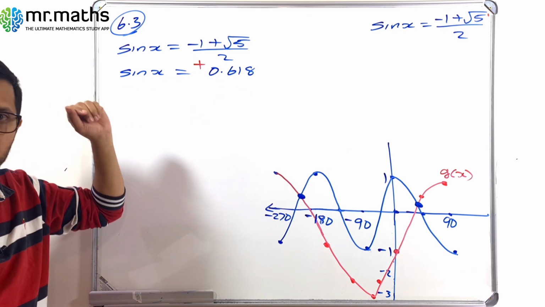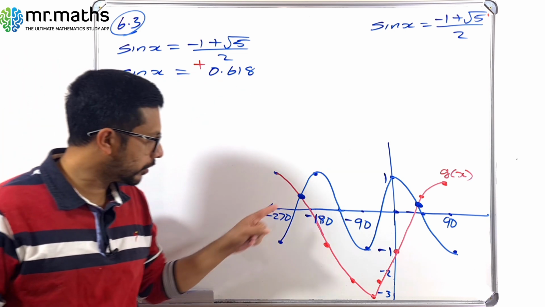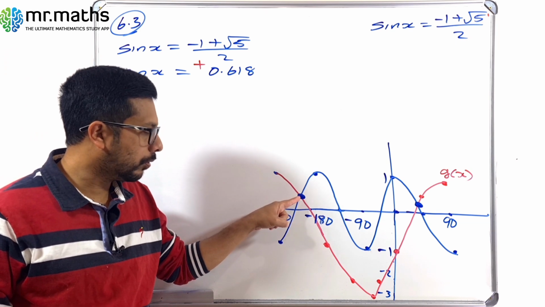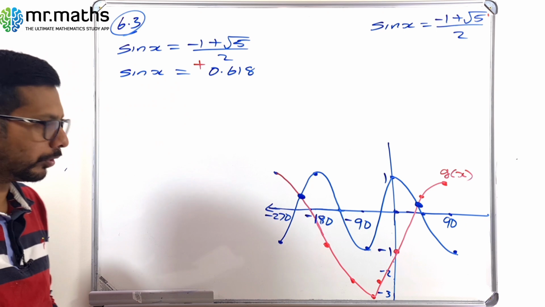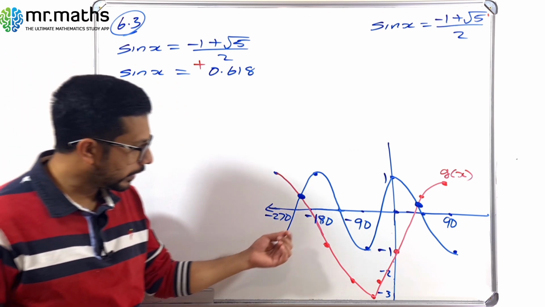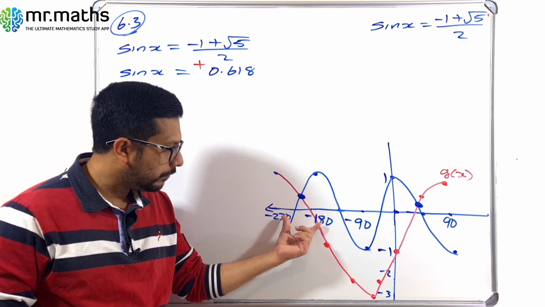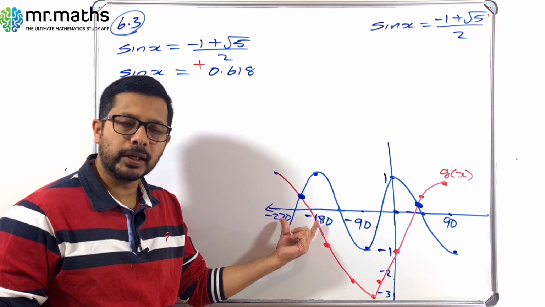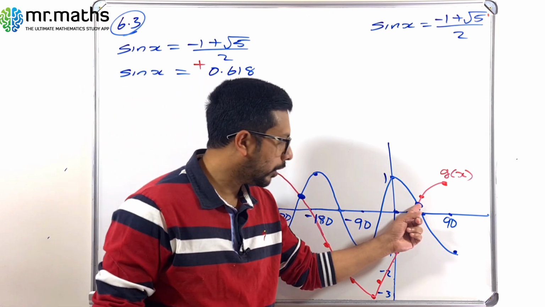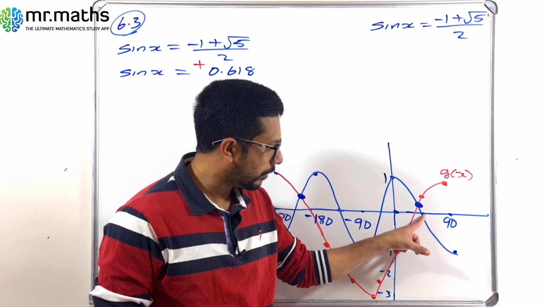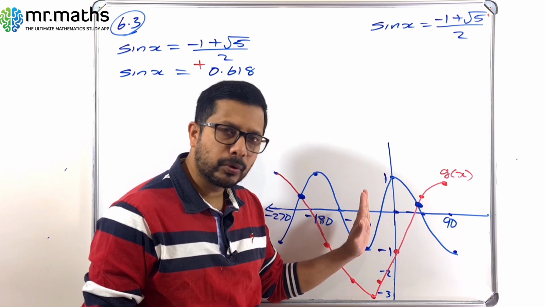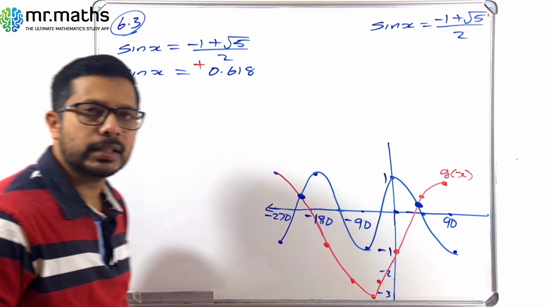Don't forget our question. What is the question? You have to find the coordinates of the point of intersection. So here you can see that this point lies between minus 180 and minus 270, and this point lies between 0 and 90. Maybe this is 45, so somewhere just before 45. Anyway, let's see what is the point.